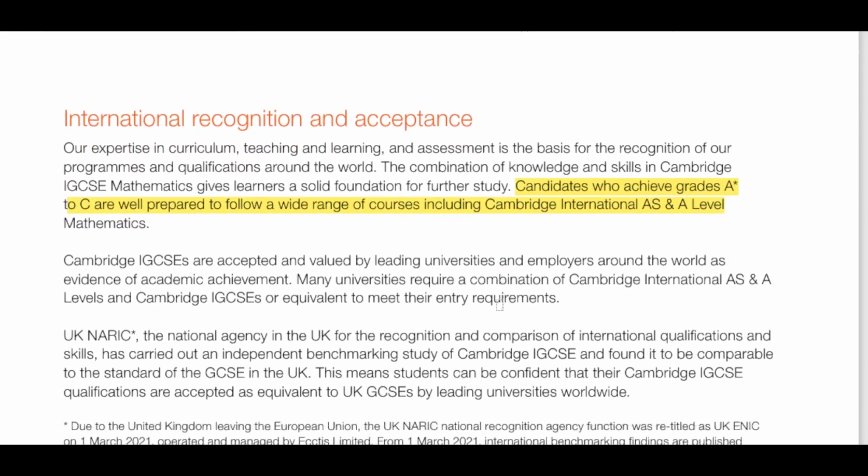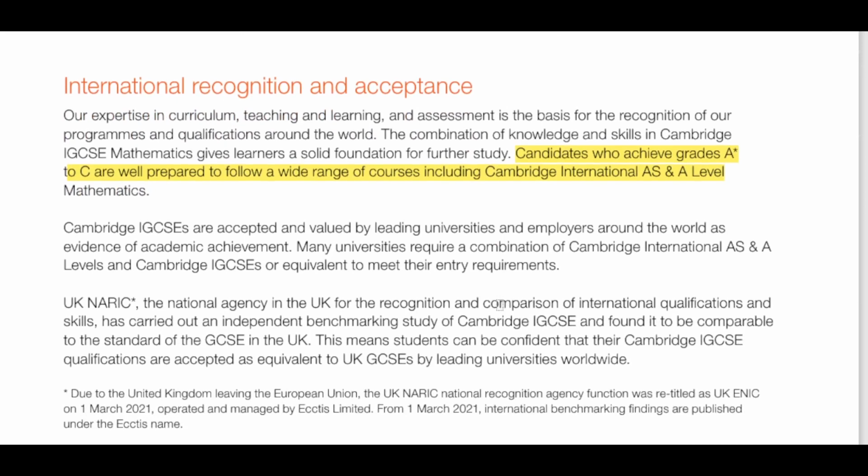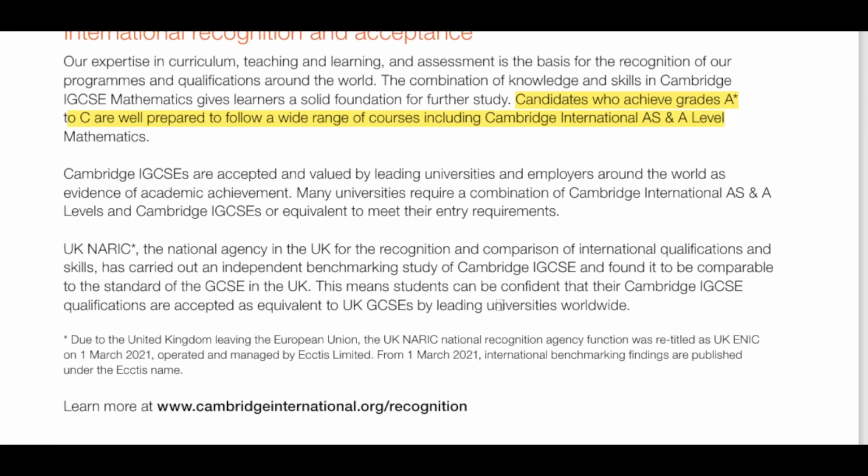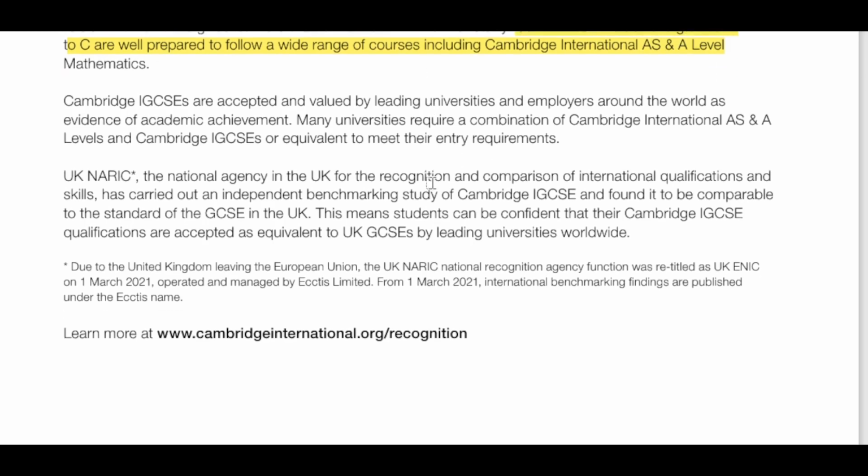And then here we have international recognition. You know that the Cambridge syllabus is recognized everywhere all around the world. So here, the candidates who achieve grades A star to C are well prepared to follow a wide range of courses including Cambridge International AS and A level mathematics. So after doing your IGCSE, if you score A star to C, any grade between this, then you are capable and well prepared for AS and A levels plus other Cambridge syllabuses also, right?